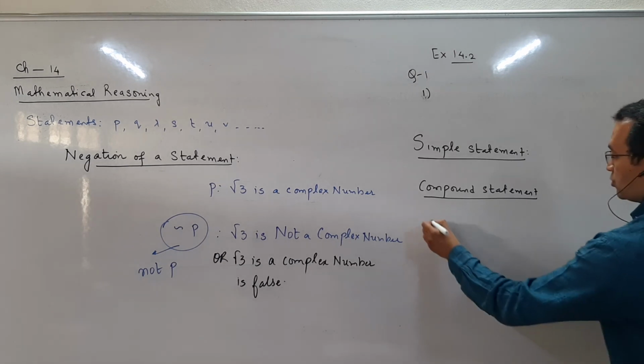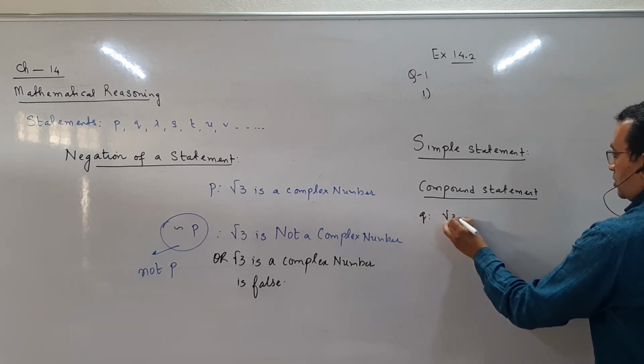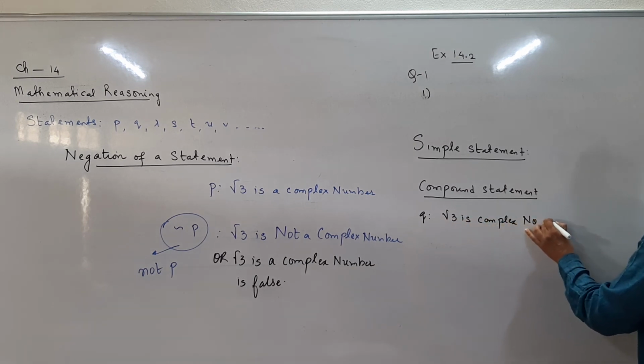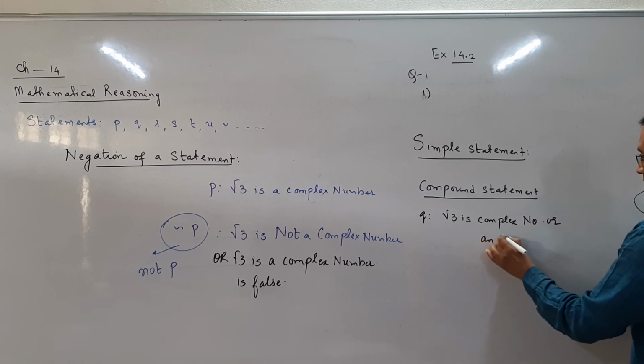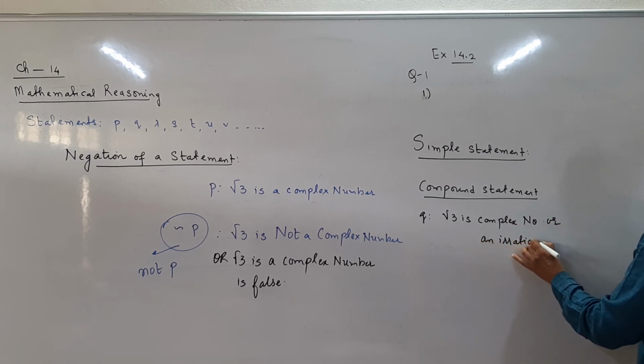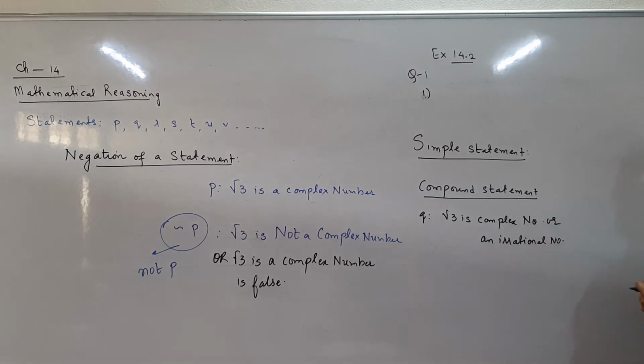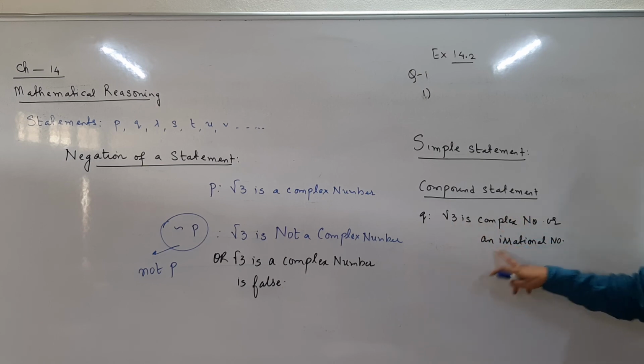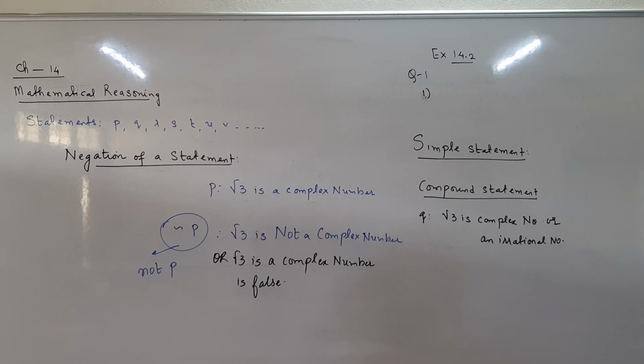For example, Q: Root 3 is a complex number or an irrational number. I can break this down into two statements. Root 3 is a complex number. Root 3 is an irrational number. So, a statement which can be broken down into two or more simple statements is called a compound statement, and a statement is simple if it cannot be broken down into two or more statements.